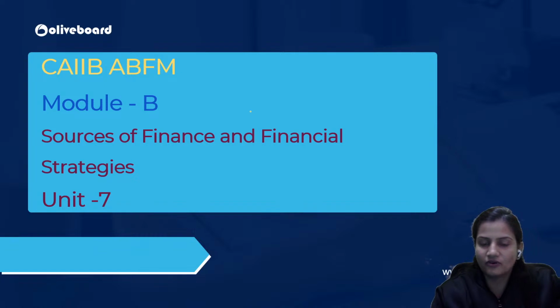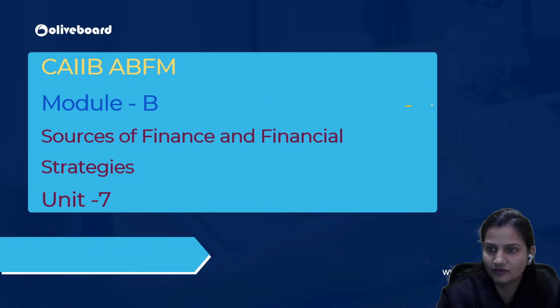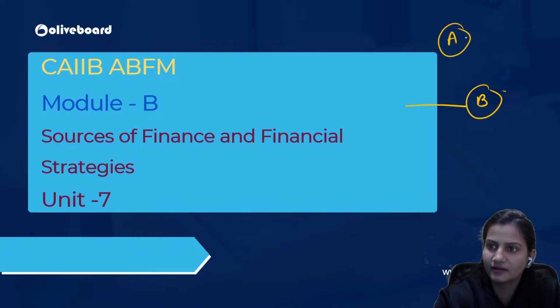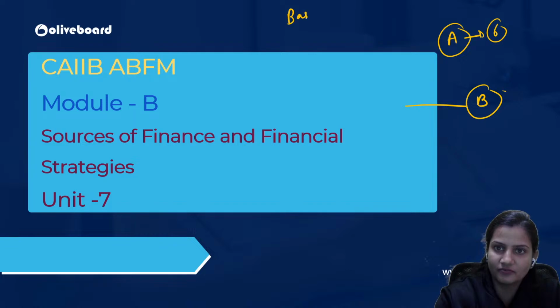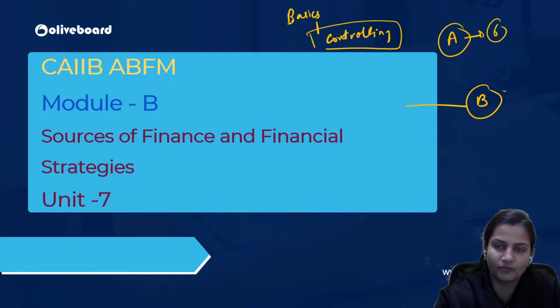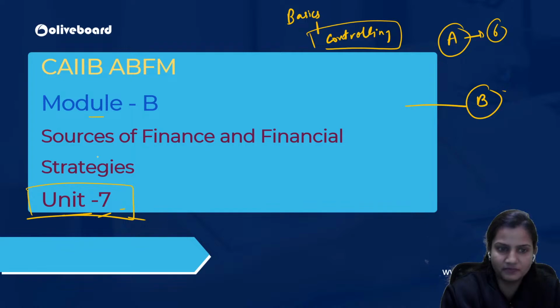So from today onwards, we have to start our new module, that is Module B. We have completed Module A, and a total of 6 units were there in Module A, starting from basics of management till controlling. We have completed each and every important concept related to each unit. So in Module B, we will be starting with our Unit 7. Today, we have to complete Unit 7, all the important concepts. And the name of the unit is Sources of Finance and Financial Strategies.